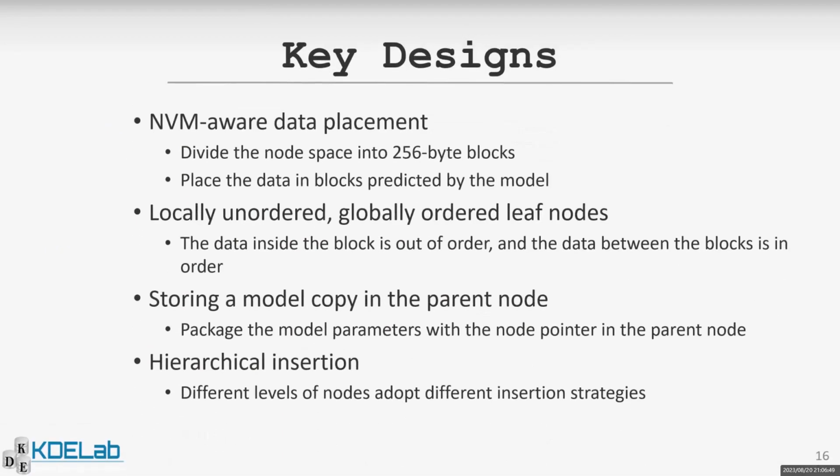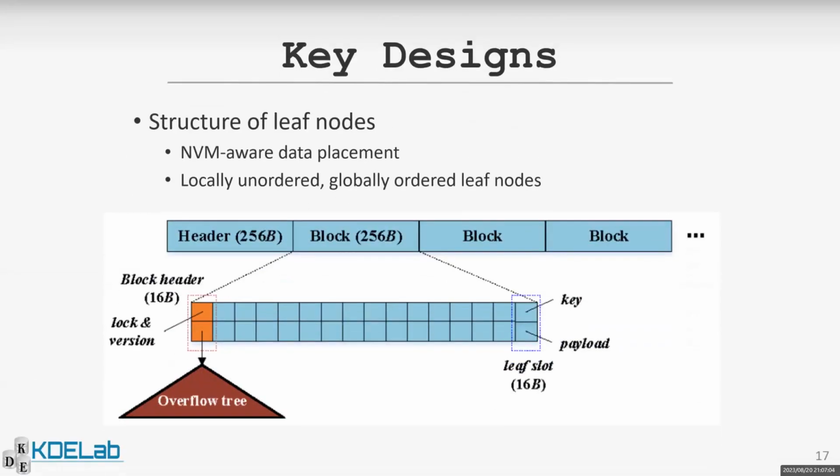Peeling adopts 4 key designs, including VM-aware data placements, locally ordered and globally ordered leaf nodes, storing model copies in parent nodes, and hierarchical insertion strategies.